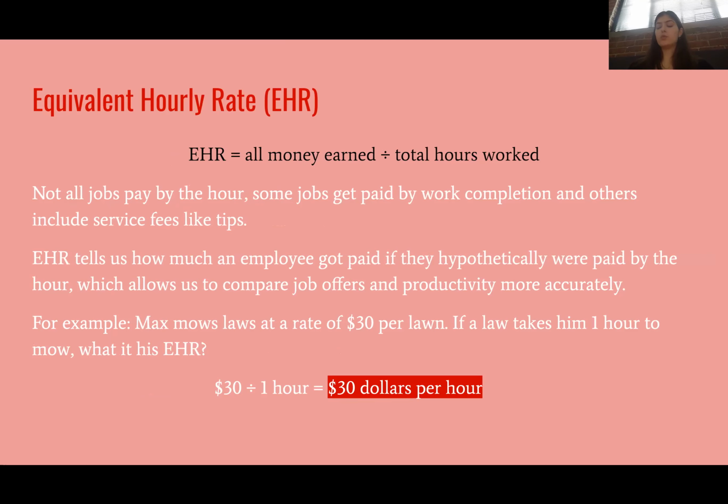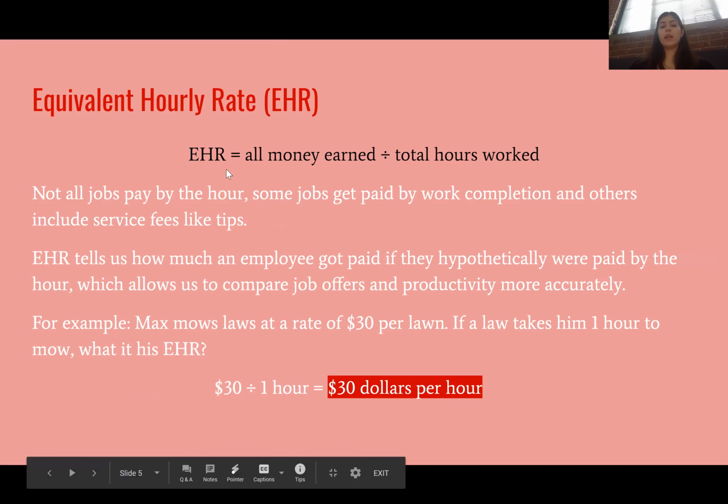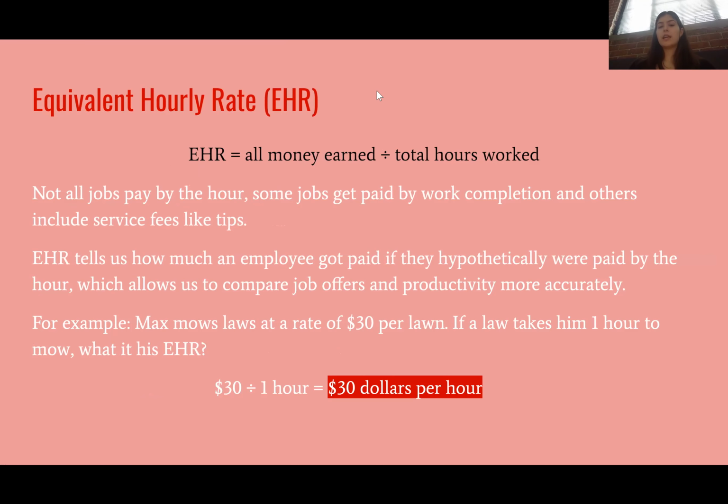Equivalent hourly rate. Now, this is one of the trickier topics, I think, but when we break it down, it's not too bad, all right? So here's the formula. The equivalent hourly rate, EHR, is equal to all of the money earned divided by the total hours worked, all right? Just keep that formula in mind. All of the money earned divided by total hours worked, right?